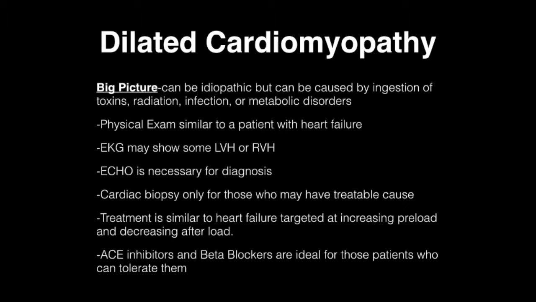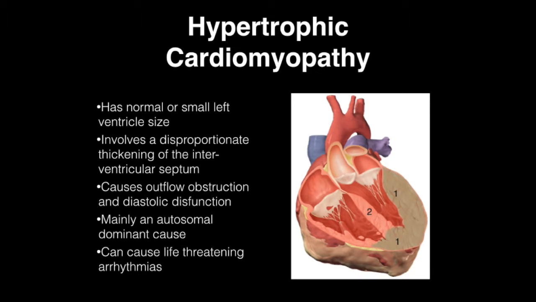The next thing that we need to look at is hypertrophic cardiomyopathy. Hypertrophic cardiomyopathy, you've got to think of it as this thickened interventricular septum that is basically causing outflow obstruction and diastolic dysfunction. It's almost like a stiff ventricle. It has a normal or small left ventricular size.